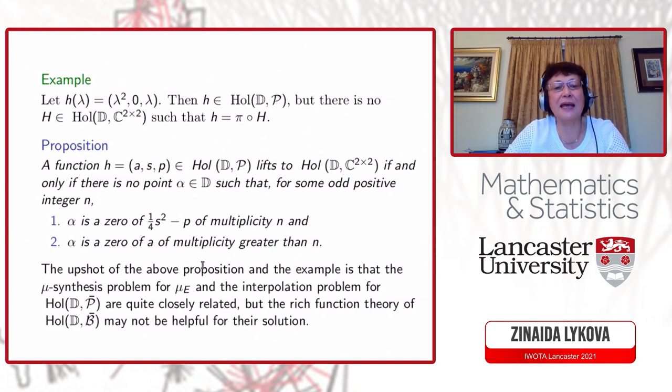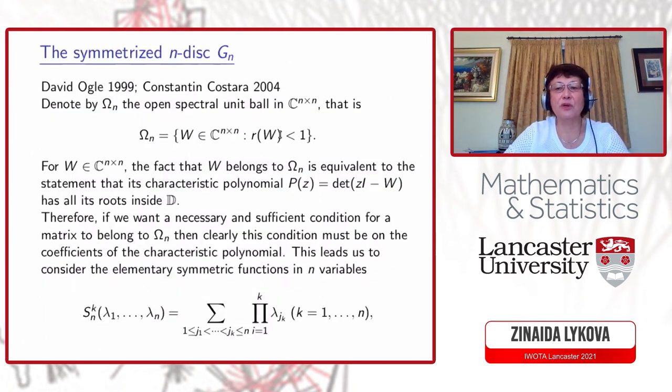So it's clear that the upshot of this above proposition and example is that the mu synthesis problem for mu of E and the interpolation problem for analytic functions from the disk to the pentablock are closely related, but it won't be helpful for the solution of the mu synthesis problem. So there's still a problem to sort out. And I do want to mention this.